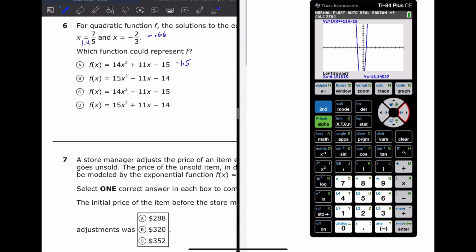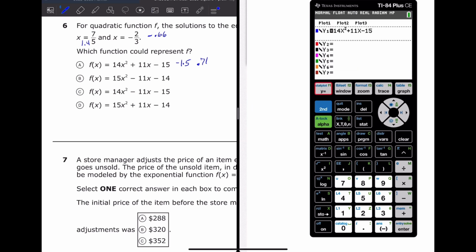The other 0. Put your left bound on the bottom and your right bound on top. 0.71 is the other zero. They do not match what's given. Go on to your next one.